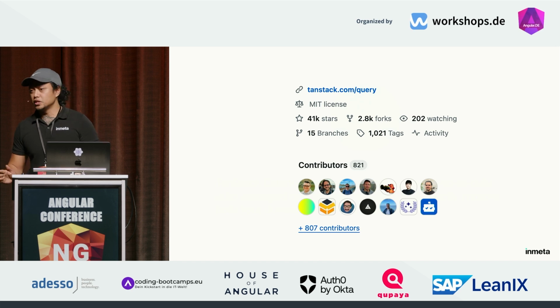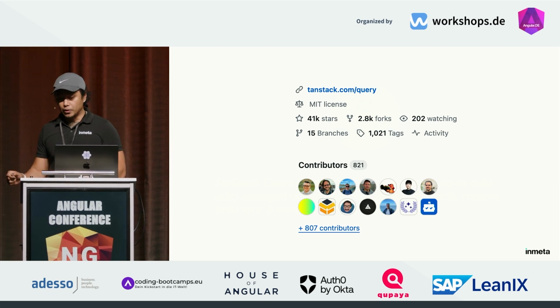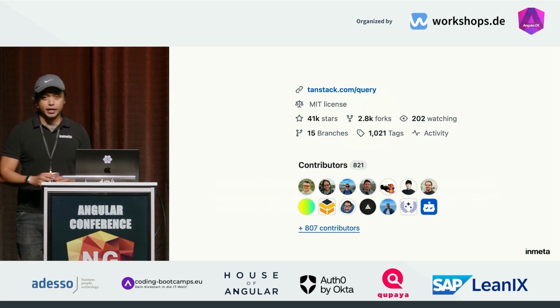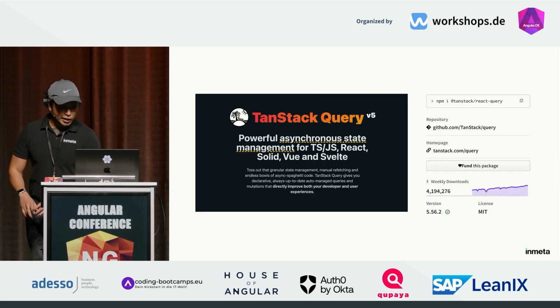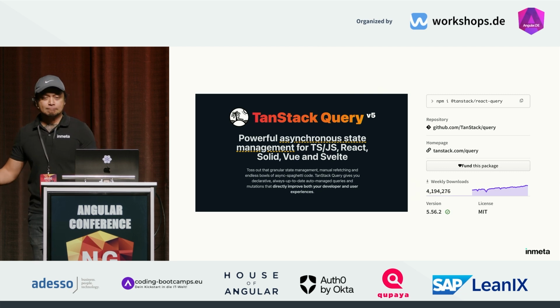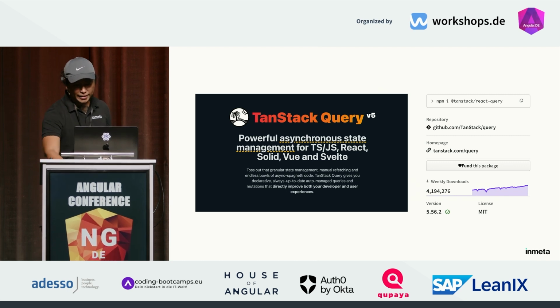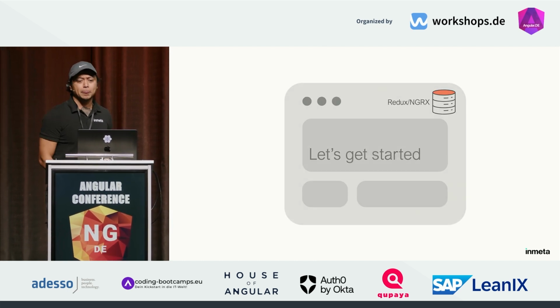TanStack Query, formerly React Query, became very popular not long ago. It used to be just for React, but now it has modules for Svelte, Solid.js, Vue.js, and Angular. Weekly downloads are at 4 million. Not that bad. Actually, it's good, right? It's a sign. So let's get started.